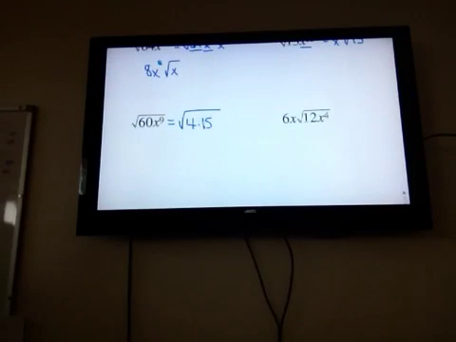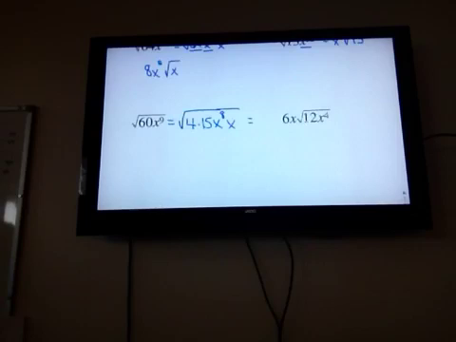X to the 9th, it's got to be even. So x to the 8th times x. Now I know this is a lot of writing, and as you work through these, if you really start understanding it and don't have to write as much, that's fine. I'm going to keep doing it though.